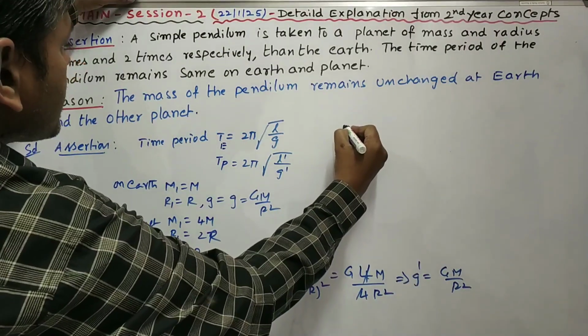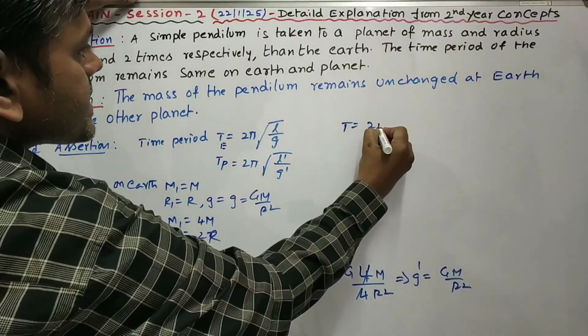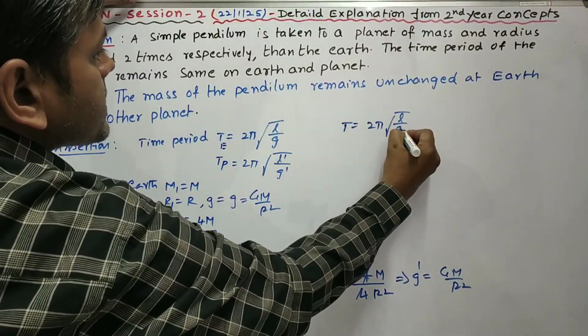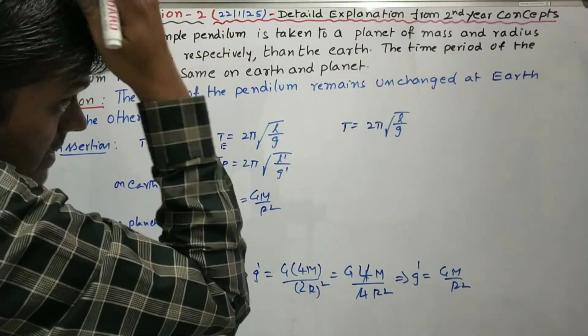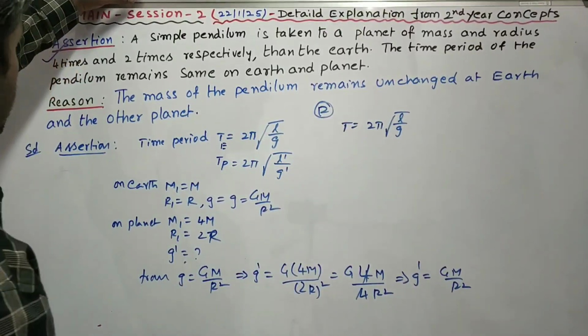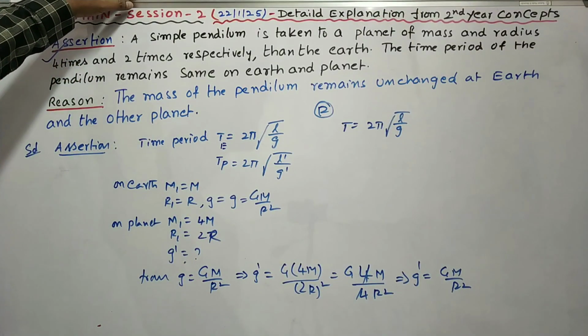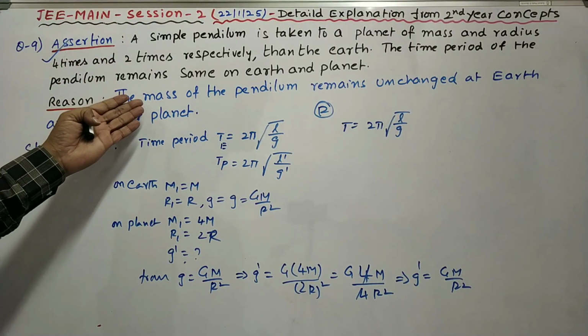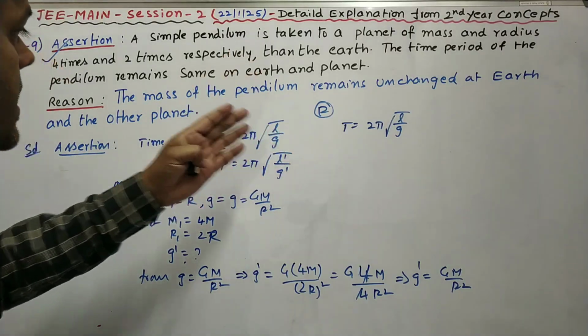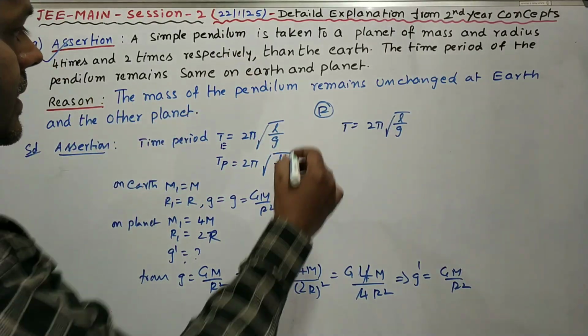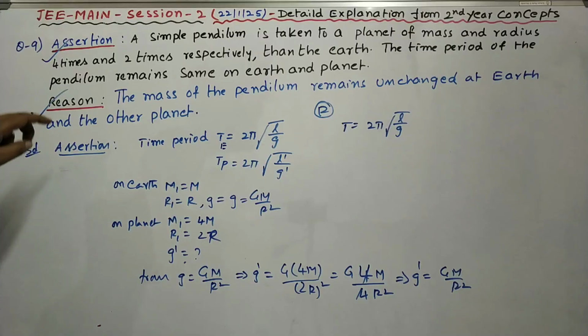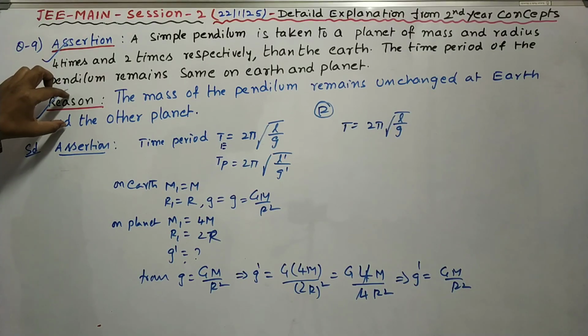You know the time period of a pendulum: T is equal to 2 pi root over L by g. In this equation, there is no mass term involved, isn't it? So that is correct. That means the mass of the pendulum remains unchanged on Earth and the other planet. It is also correct. That means the reason is also correct. But this reason is not the correct explanation for the assertion. That is the exact answer for this question.